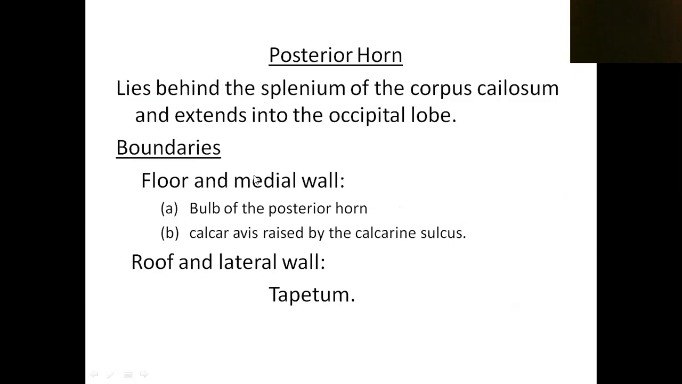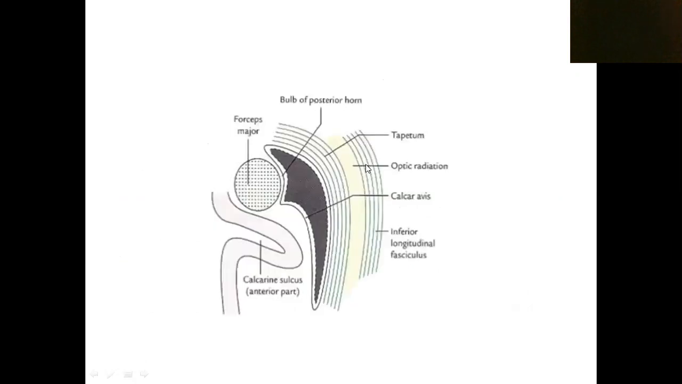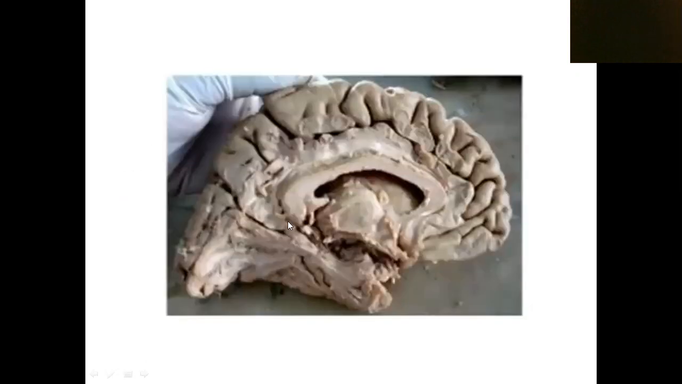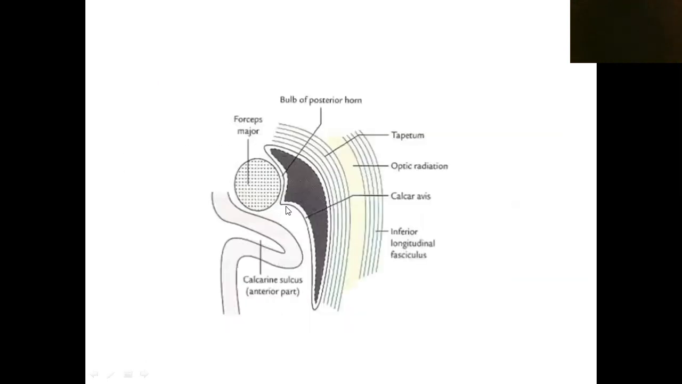The posterior horn is a slit-like space, which is seen inside the occipital lobe. See here, the posterior horn is extending into the occipital lobe. What are the boundaries of this posterior horn? See, this one is a coronal section of the posterior horn. This dark colored area is the posterior horn. Here it has only the roof and floor.